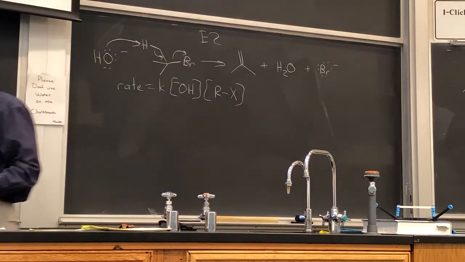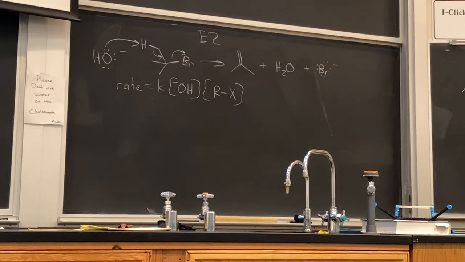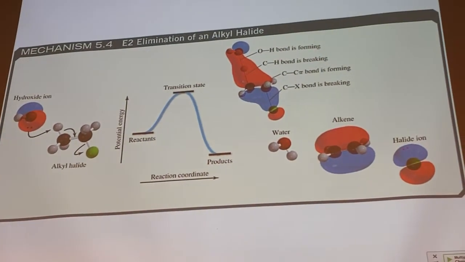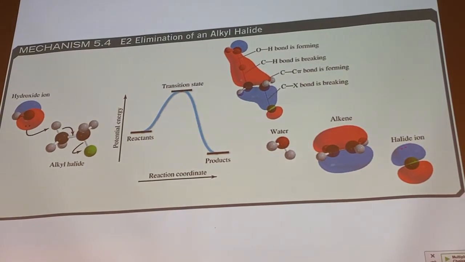Let's look at an energy diagram for the E2 mechanism. They've exaggerated the difference in energy between reactants and products. Usually it's fairly close to each other. As I mentioned, depending on differences in basicity between the base and the leaving group, it can vary. But anyway, here we have our reactants. Here we have our products.